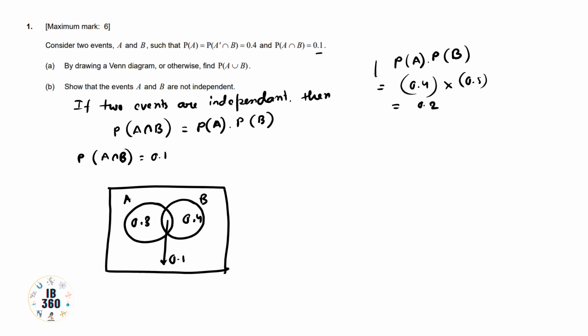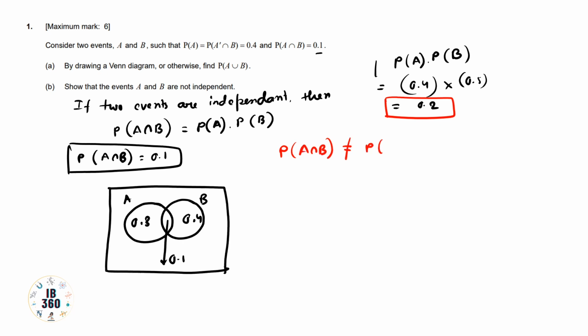So you can see this value P of A intersection B and this value P of A into P of B, both are not the same. So P of A intersection B is not equal to P of A into P of B. So that's why events A and B are not independent.